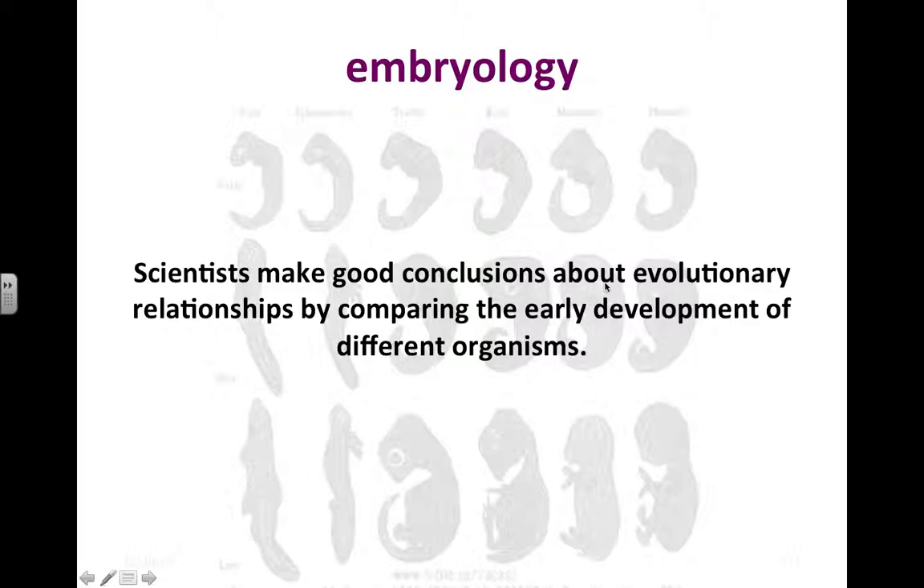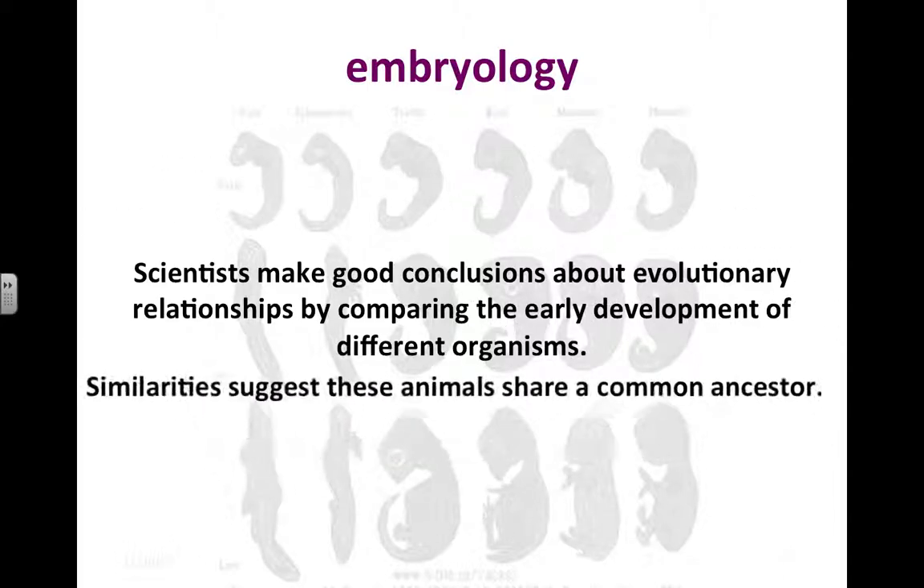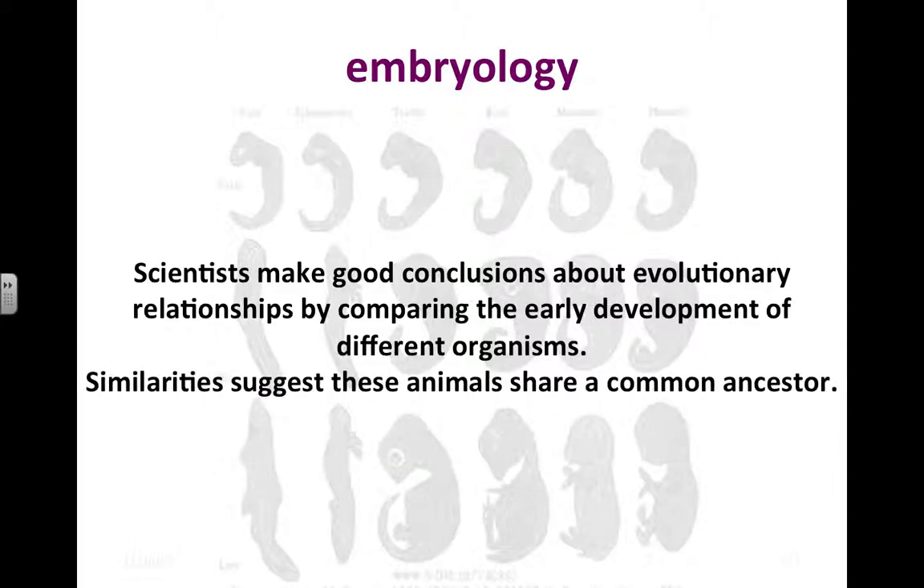So the conclusion about these evolutionary relationships is that there's got to be some explanation for why lots of organisms start out looking very, very similar in their physical characteristics very early in life. And the idea is that there is a common ancestor. Similarity suggests these animals share a common ancestor.